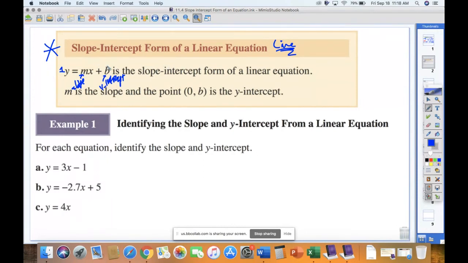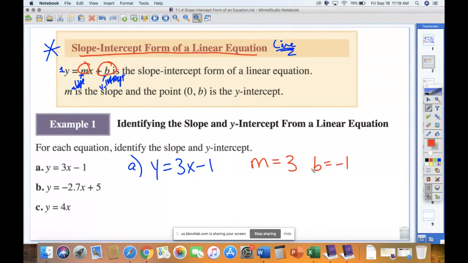So the first thing we want to familiarize ourselves with is recognizing slope-intercept and then recognizing the pieces of slope-intercept. So example one says identify the slope and y-intercept from a linear equation, and A is y equals 3x minus 1. So if I'm going to go through this, I have to think, first, is it in slope-intercept form? Is it y equals mx plus b? Well, it looks like 1y equals mx plus b. So yes, it is in slope-intercept form. So what is the slope here? Well, the slope looks to be the number that's touching x. What number is touching x? 3. So the slope is 3. The y-intercept is whatever number is hanging out with the slope. It's minus 1, so b, the intercept, is minus 1.